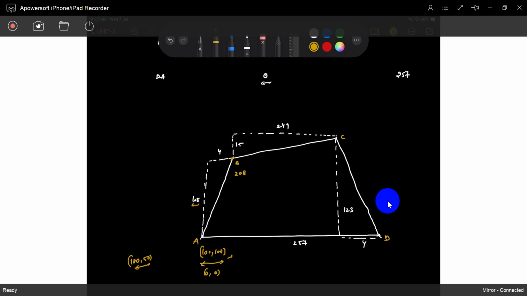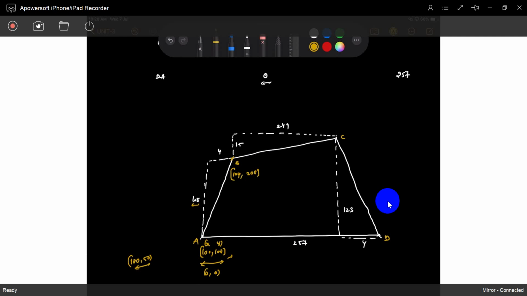If this is X, this is Y. So now what is the point of B? The point of B is 104 and 208. If you take this as 100, 100, what is the point of B? Automatically X is 104 and Y is 208.